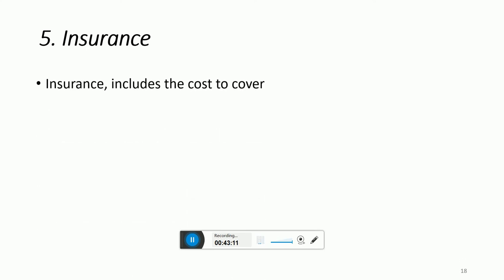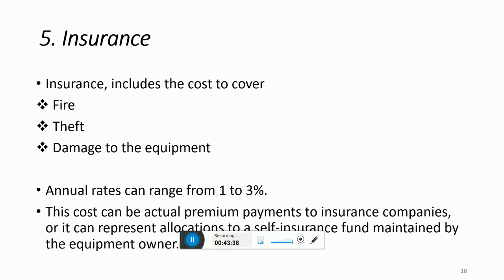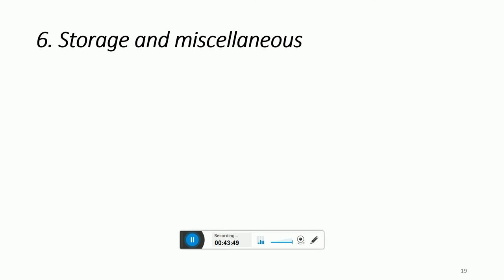Insurance includes the cost to cover fire, theft, and damage to the equipment. The annual rates depend on the company, the type of services they are providing, and what kind of things are included in the insurance policy. So it can vary from 1 to 3%. This cost can be actual premium payments to insurance companies, or it can represent allocations to a self-insurance fund maintained by the equipment owner. The sixth one, the ownership cost, is storage and miscellaneous.